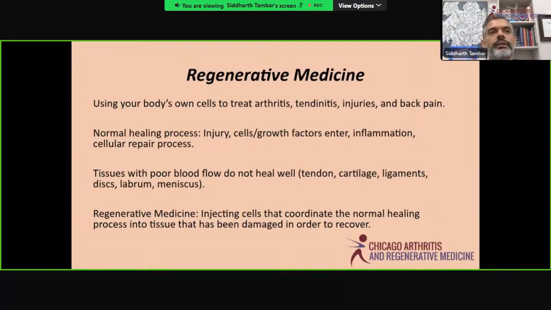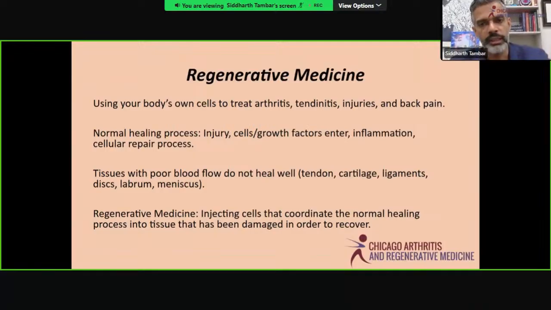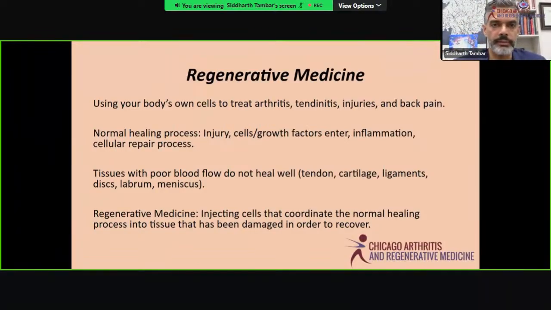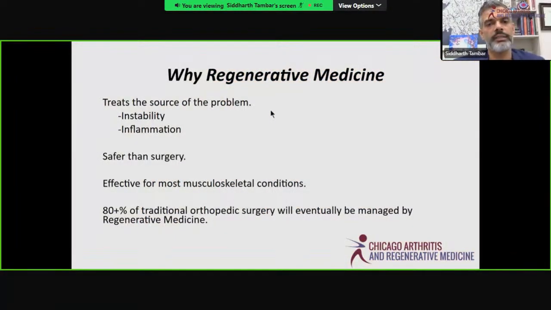These tissues are very hardy to begin with. They can take on a lot of stress, but once they've been repetitively injured or too severely injured, they tend not to heal very well on their own. So regenerative medicine is the process where we take your own body cells, platelets and bone marrow stem cells, and then inject those into tissue that's been damaged so that we can get that normal reparative process.